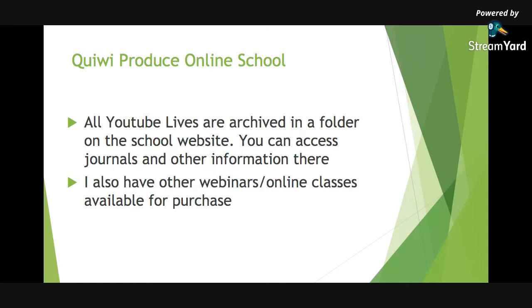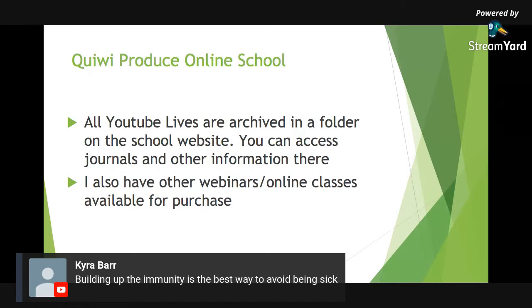Building up your immunity is the best way to avoid being sick. So Kyra said, building up your immunity is the best way to avoid being sick. Just keeping your body healthy. The only way you build immunity is that you have to be exposed to a pathogen. So the only way you're going to build up immunity to COVID-19 is to actually be exposed to the virus, and your body builds up immunity against that. But not being exposed, you won't ever get sick with it. So just being conscious of who you're around and things like that.